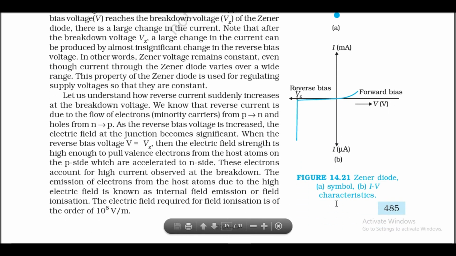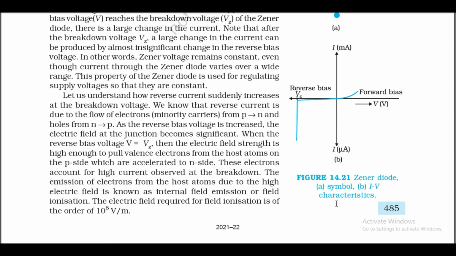Let us understand how reverse current suddenly increases at the breakdown voltage. We know that reverse current is due to the flow of electrons, minority carriers from P to N, and holes from N to P as the reverse bias voltage is increased. The electric field at the junction becomes significant when the reverse bias voltage V is equal to Vz. Then the electric field strength is high enough to pull valence electrons from the host atoms on the P side, which are accelerated to N side. These electrons account for the high current observed at the breakdown.